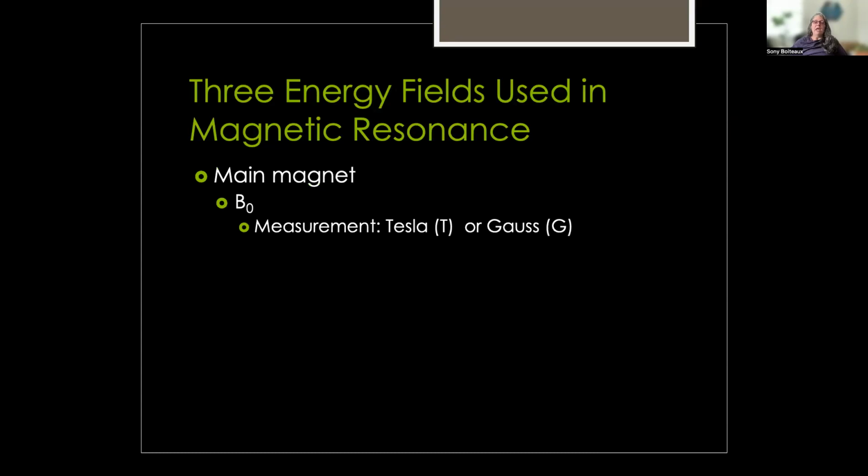So the first is the magnet that gives us the magnetic in magnetic resonance imaging. We sometimes refer to that in the literature and scientifically as the B sub 0 or B naught field. It is measured as Tesla or Gauss. And to give you some perspective, 1 Tesla is equivalent to 10,000 Gauss. And 10,000 Gauss, well, that still doesn't necessarily mean a whole lot to us, right?